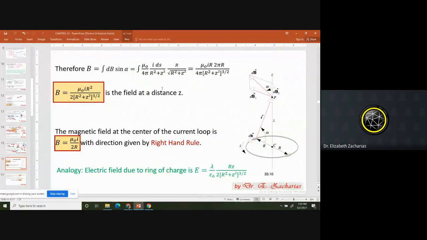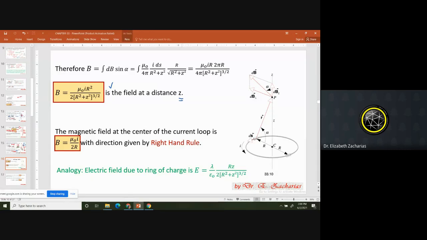So therefore, do an integration and your answer is this. Okay, so this is the expression for the magnetic field along the axis of a circular loop of current at a distance z.